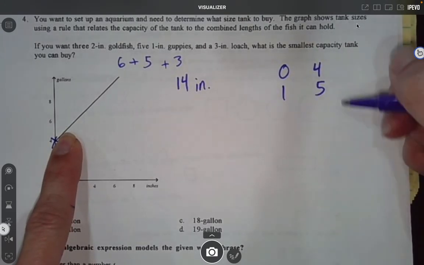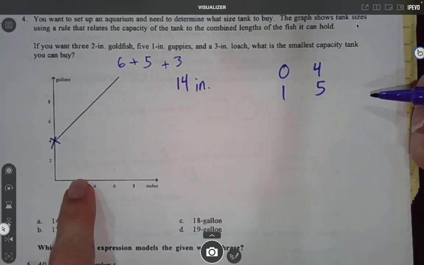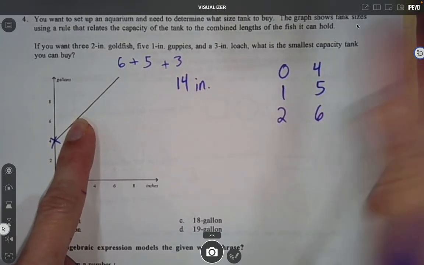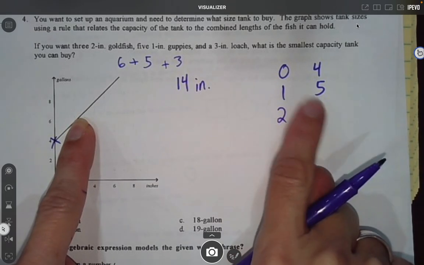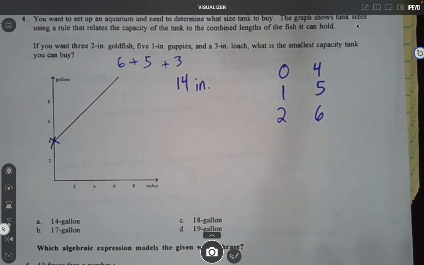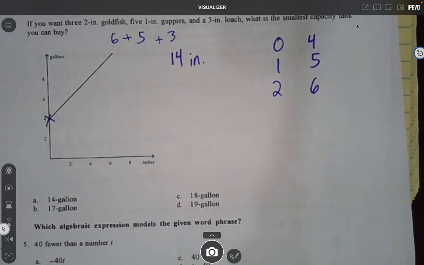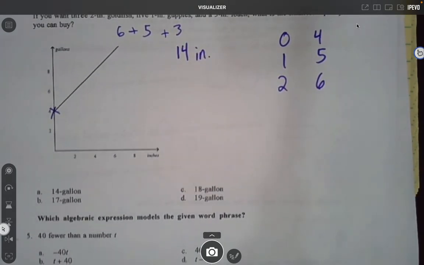So what am I adding? 4. 1 plus 4. It looks like at 2, I'm at 6 gallons. How much did I add? 4. So if I'm at 14 inches, it looks like I'm going to add 4. So that's why it's 18. That might have sounded a little bit better for explanation. Okay, but that one's not on there, but still, just reviewing.